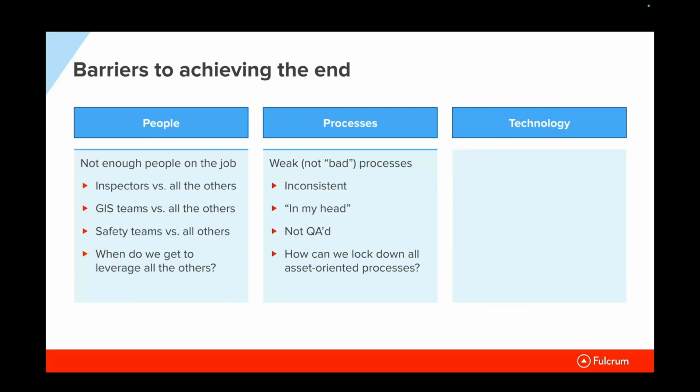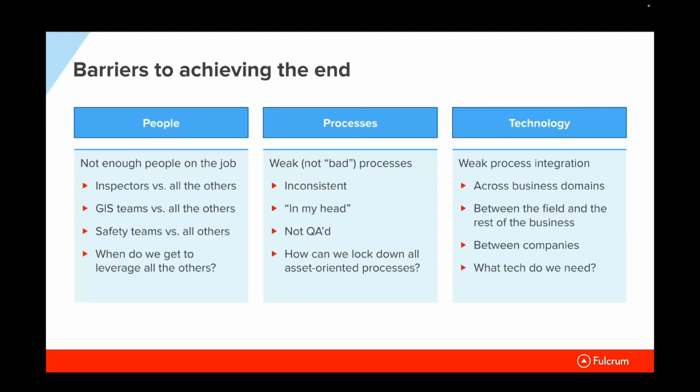And then finally, from a technology standpoint, one of the biggest issues that we see is weak process integration. And we see that process integration weak across a number of different things. Business domains is one, and I would include in that geographic domains. I was just talking to one of our customer success reps who was dealing with a situation where they've got some people in my territory, Long Island, New York. They've got some people in upstate New York. They've got some people in two other states.